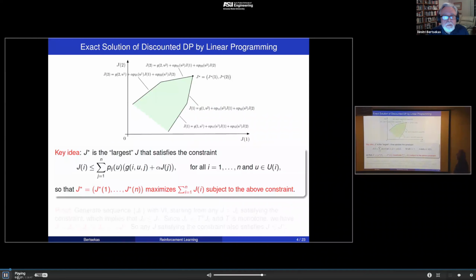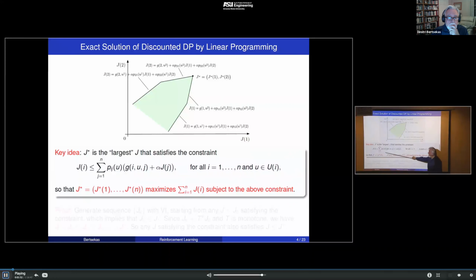Okay, so here's a key idea. Let's consider discounted infinite horizon problems. The optimal cost function is J star. It's an n-dimensional vector. And the idea here is that J star is the largest vector J that satisfies this constraint here. Okay, let's look at this constraint.